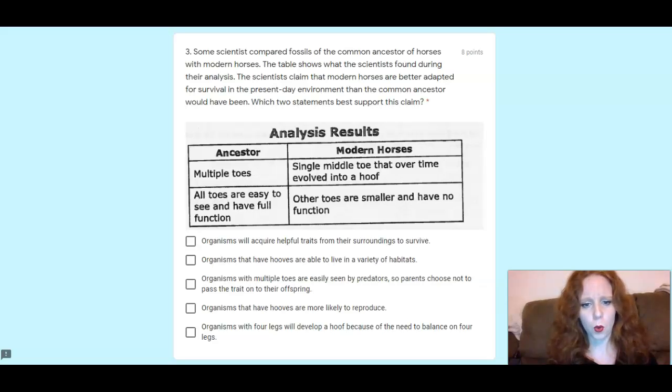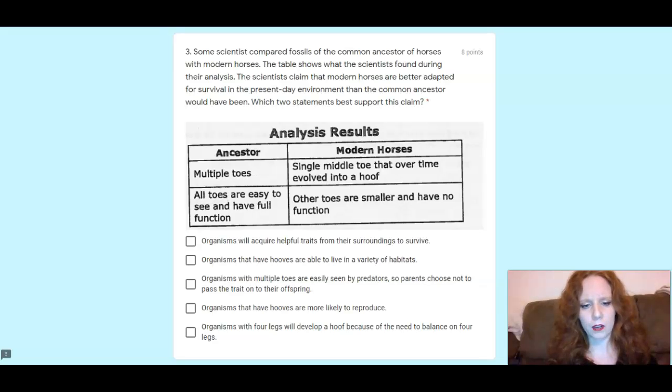Moving on. Organisms that have hooves are more likely to reproduce. I mean, meh, okay. It sounds a lot better than option 1 and option 3, so 4 has a chance right now. Let's check 5 just to be sure.